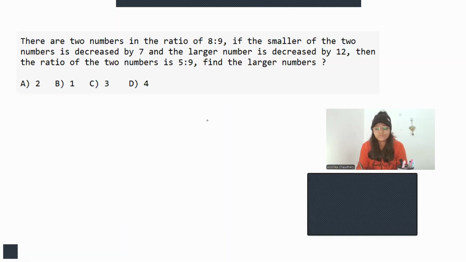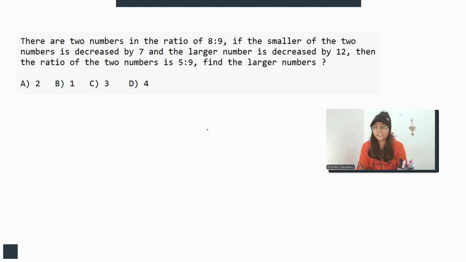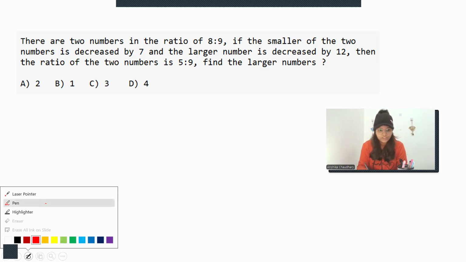So this question is from ratio and proportion, a very important topic for every placement exam, not only for Infosys but for Deloitte, for TCS and other companies as well, except Accenture, because Accenture doesn't ask questions from aptitude. Okay, let's move on to the solutions now.